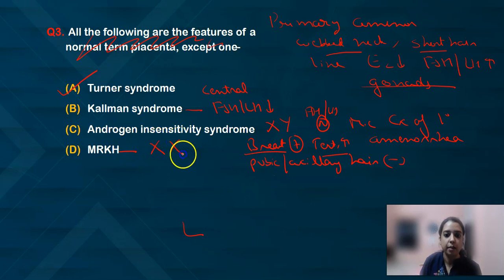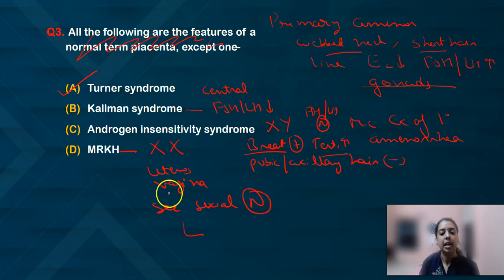MRKH, the karyotype is normal, but there is no uterus and vagina. So hormonal profile is normal. Secondary sexual characters are normal. It's just that they don't have uterus, vagina, so they don't menstruate. Okay, so that is why they are not the options.